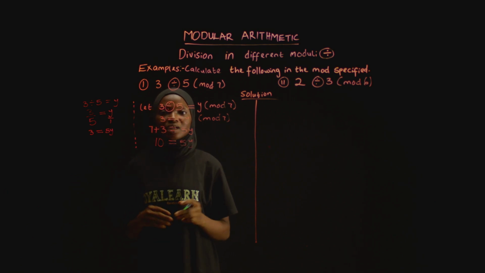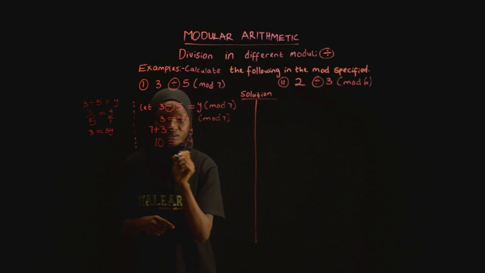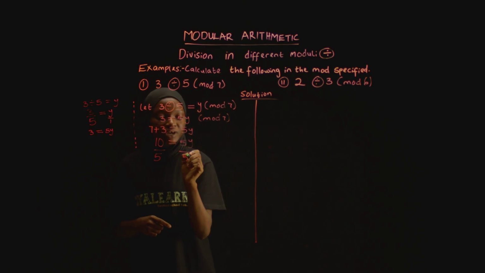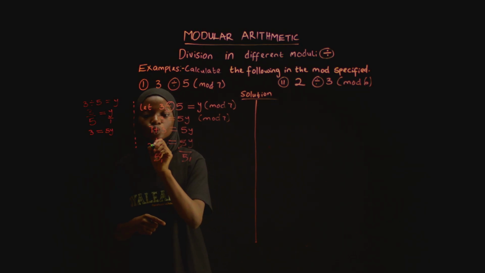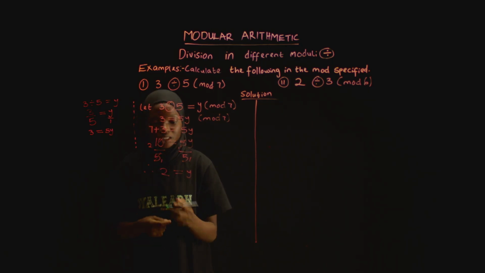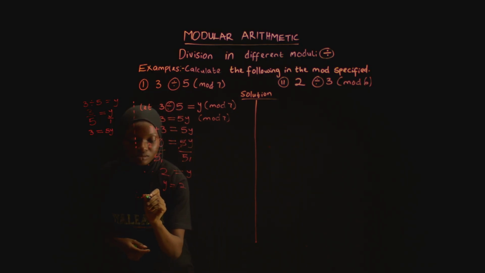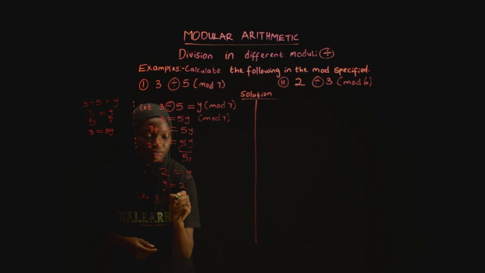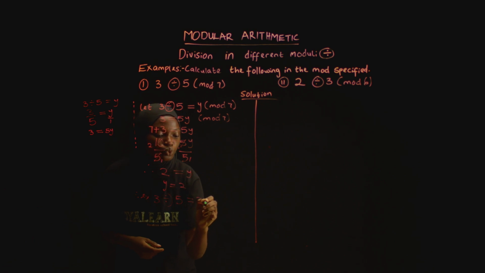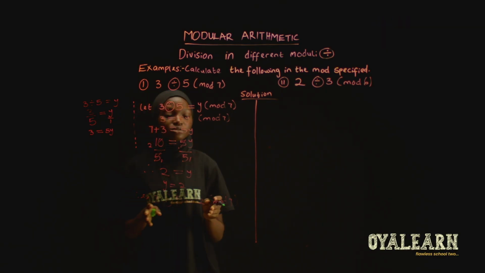And now we can divide both sides by the coefficient of the unknown, which is 5. So we divide by 5 here, we divide by 5 here. 5 here 1, 5 here 1, 5 goes in 5 1, 5 goes in 10 2. So therefore 2 equals Y, which we can also rewrite as Y equals 2. That is, 3 divided by 5 equals 2 in mode 7. And that's how to divide in mode 7.